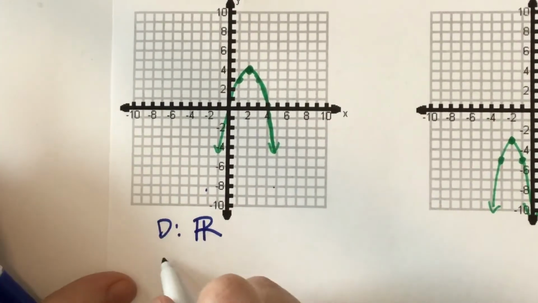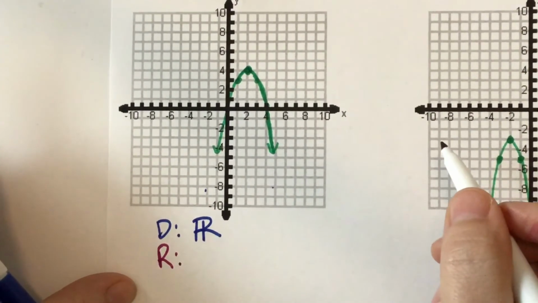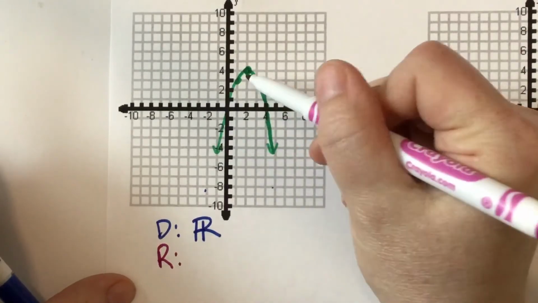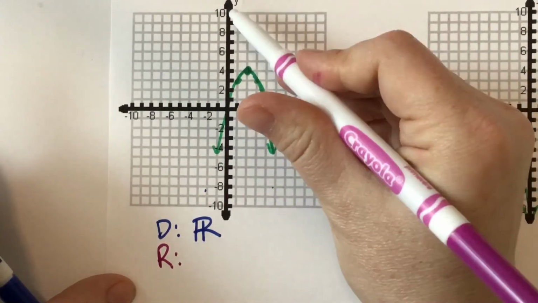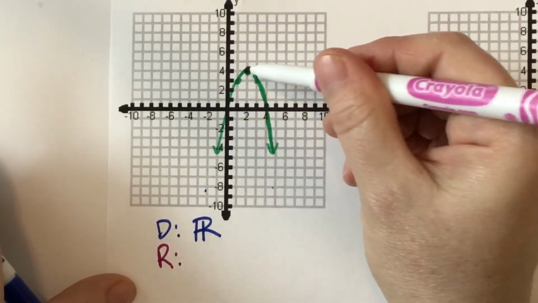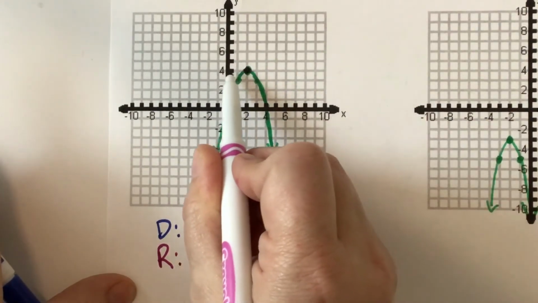Now let's look at range. Range are y's up and down. Now this time the graph is going forever down, but not forever up. This is the highest y we've got. So let's look over and see what y that is.